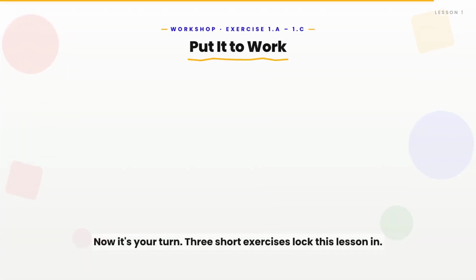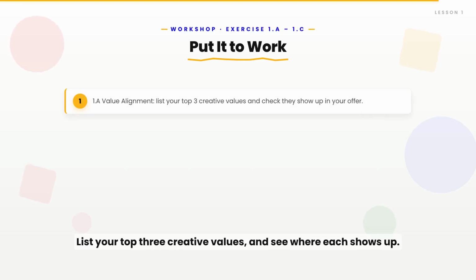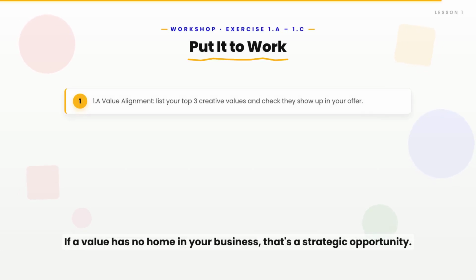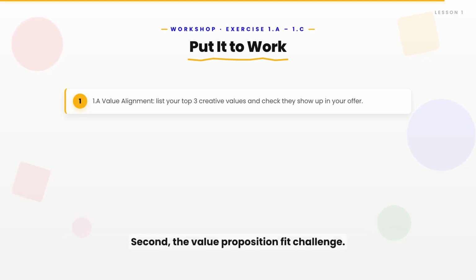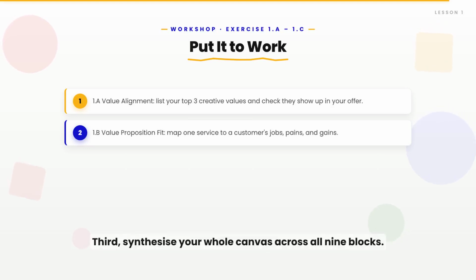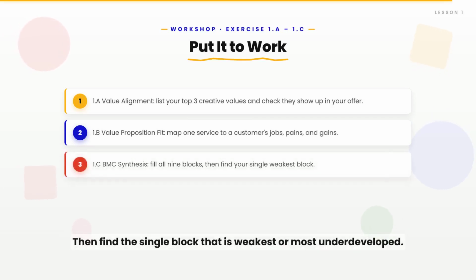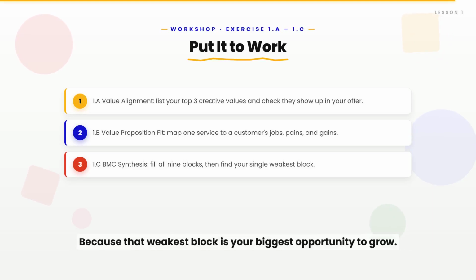Now it's your turn. 3 short exercises lock this lesson in. First, the value alignment check. List your top 3 creative values and see where each shows up. If a value has no home in your business, that's a strategic opportunity. Second, the value proposition fit challenge. Take one service and map it to a customer's jobs, pains, and gains. Third, synthesize your whole canvas across all 9 blocks. Then find the single block that is weakest or most underdeveloped, because that weakest block is your biggest opportunity to grow.